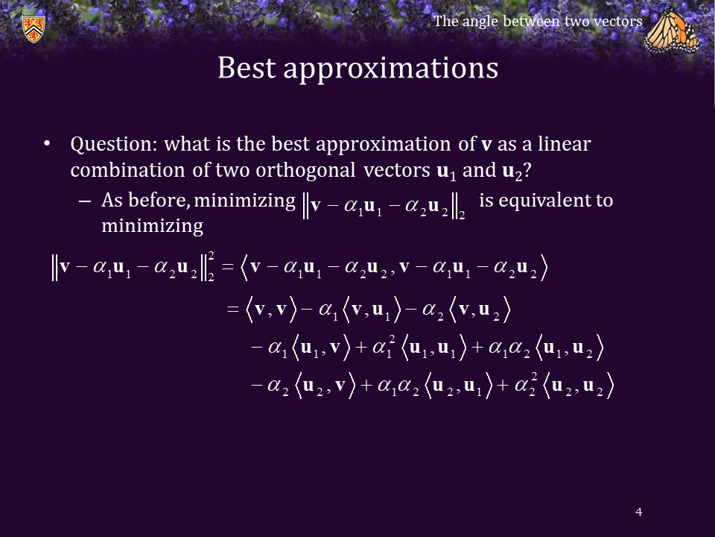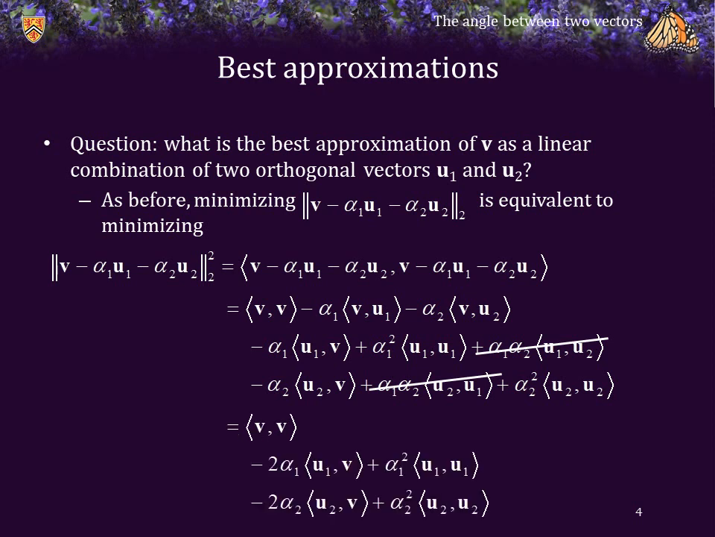In this longer expression, however, you'll notice that there are two cross terms. There's the inner product of u1 and u2 and the inner product of u2 and u1. But we said that these two are orthogonal, and so consequently we can cancel those out. Also, assuming that these are real vectors, then the inner product is symmetric, so we can now simplify this function we'd like to minimize to this expression here.